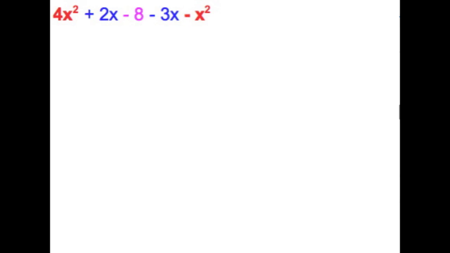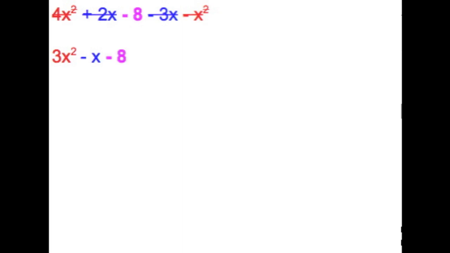Let's begin by combining 4x squared and negative x squared. It might be helpful to think of negative x squared as negative 1x squared. This leaves us with 3x squared. Next, we will combine positive 2x and minus 3x. This leaves us with negative 1x. And we know negative 1x is really just negative x. Finally, negative 8 is alone and does not have a like term. So that remains as negative 8.